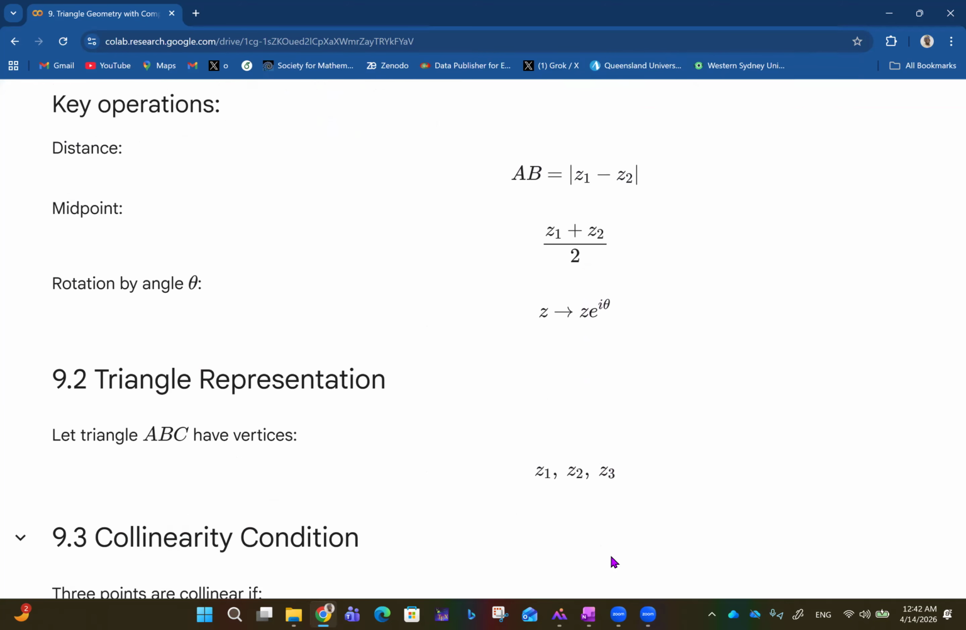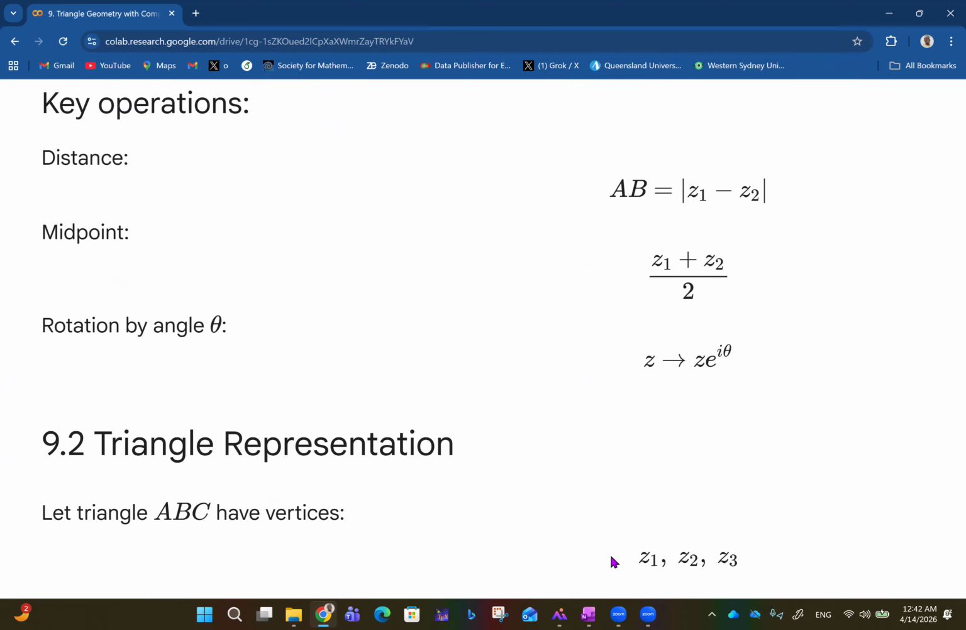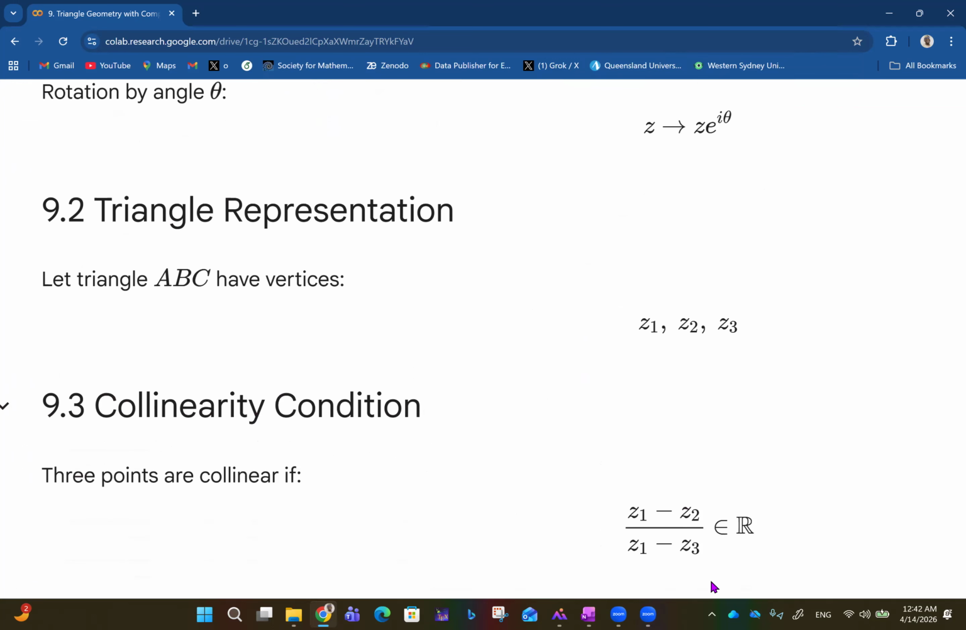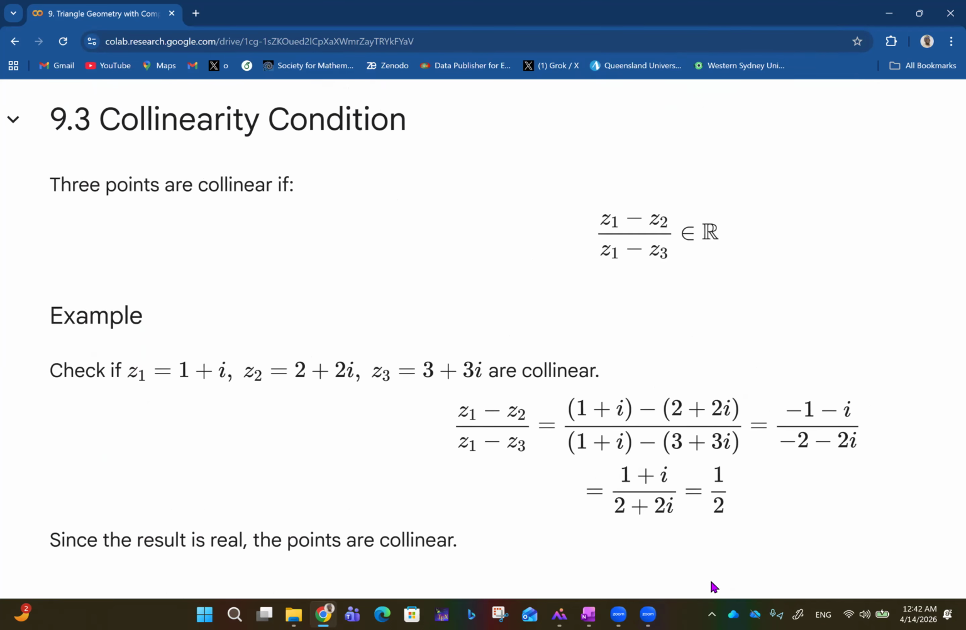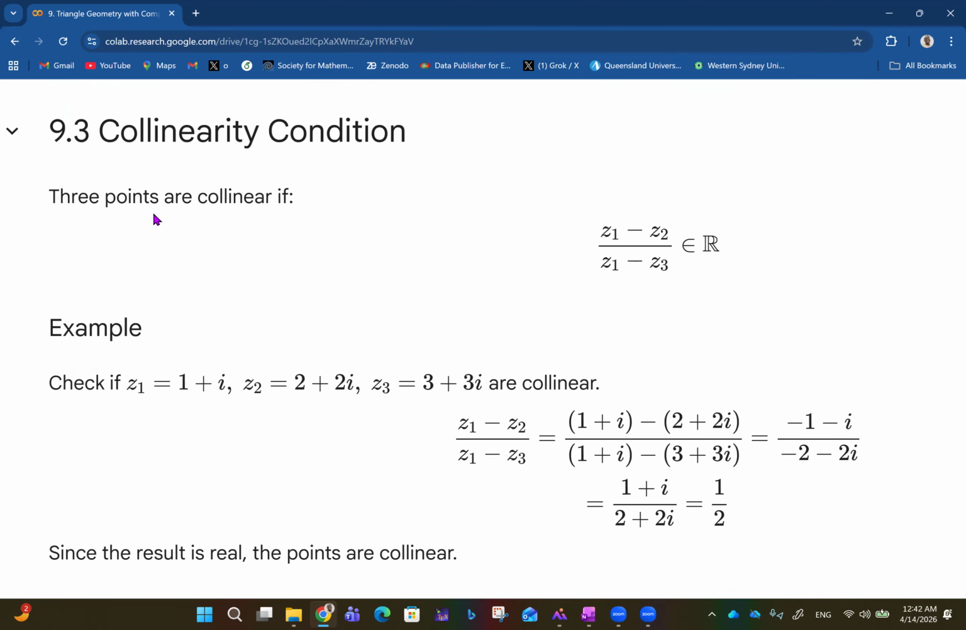So let's look at triangle representation. Let a triangle ABC have vertices z1, z2, and z3. Then we can begin to talk about concepts like collinearity. For collinearity, three points are collinear if (z1 minus z2) over (z1 minus z3) is real. If after evaluating this you get a real number, then you can say these three points are collinear. And of course, it's no longer a triangle if three points are collinear; you just have a straight line in that case.